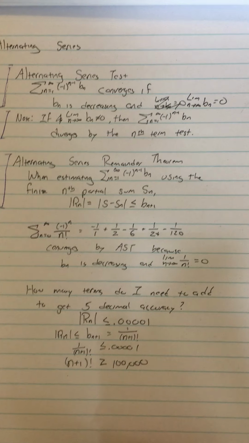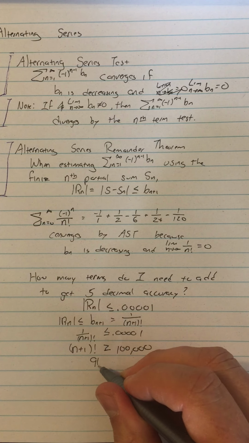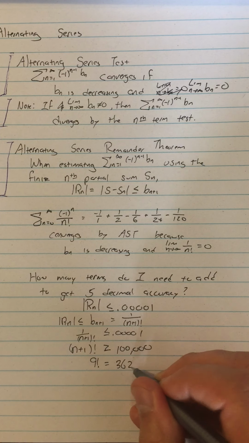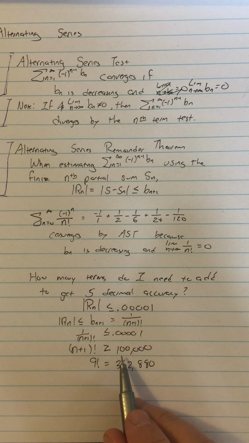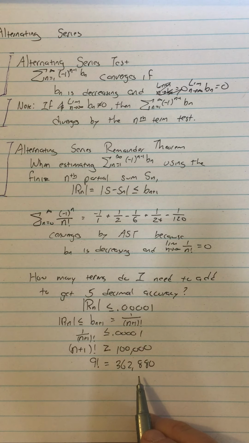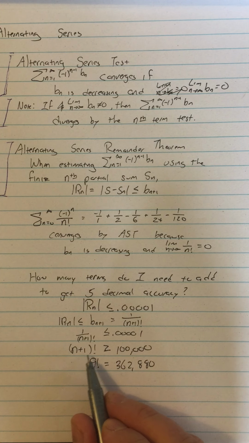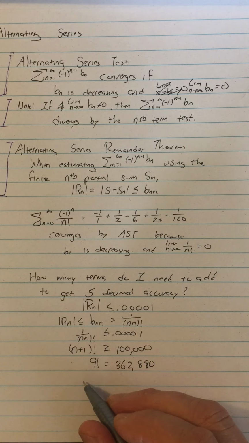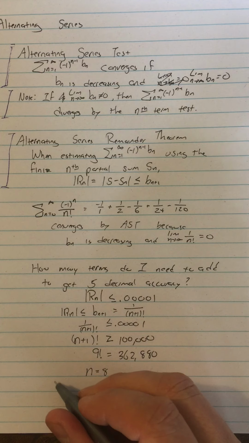Now, you can use your calculator to determine the amazing fact that 9 factorial equals 362,880. 8 factorial is less than 100,000, and 9 factorial is more than 100,000. So factorials get very big very fast. Since I need (n+1) factorial to be greater than or equal to 9 factorial, n equals 8. And so that means I will need 8 terms.